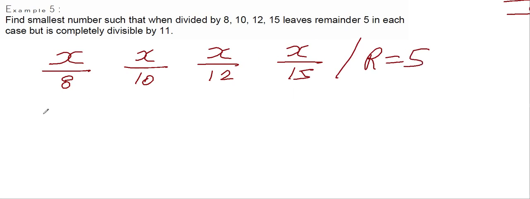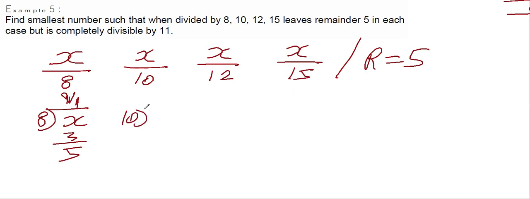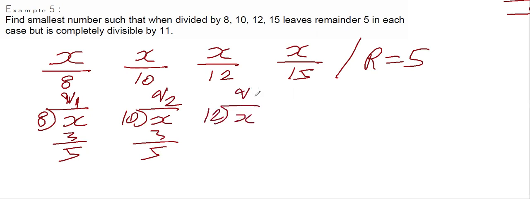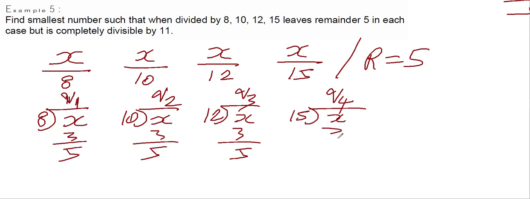How can you write this? With 8 as the divisor, x as the dividend, quotient say q1, and remainder 5. Same thing here: quotient q2, remainder 5. Here, quotient q3, remainder 5. And over here, quotient q4 and remainder 5.